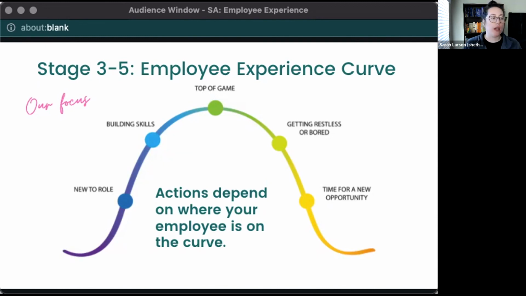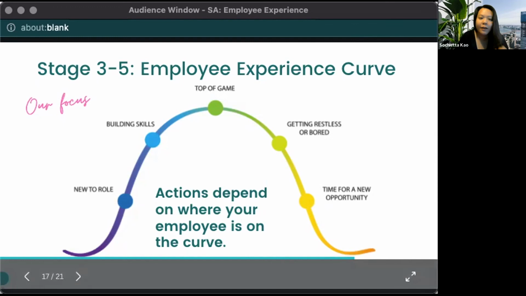Okie dokie. Would anyone like to give an example of maybe an empowerment tactic that you and your team came up with during this brainstorm session that you could apply to one of these points, or perhaps all of these points along the employee experience curve? I'll do one, Sarah. All right, let's go.